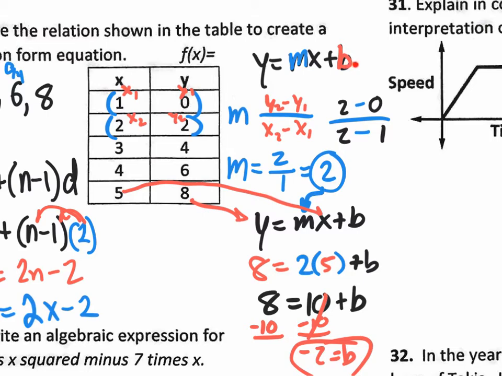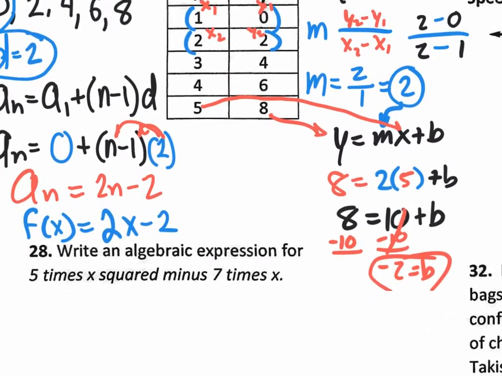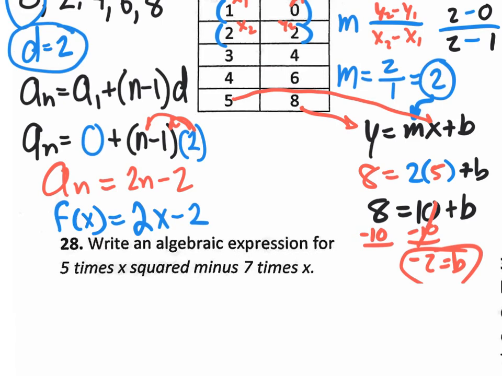Yay? As you can see, it's the same equation that we got down here. Y equals 2x minus 2. As a matter of fact, let me write it. Y equals 2x minus 2. But then again, it says in f of x form. So all you have to do is replace the y with f of x.